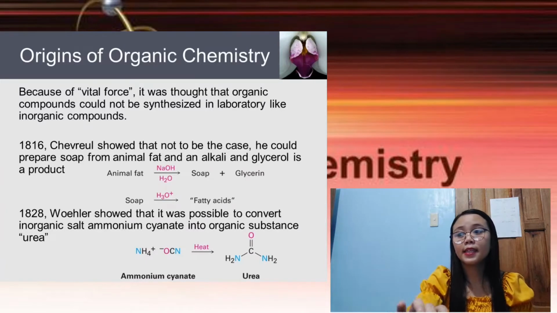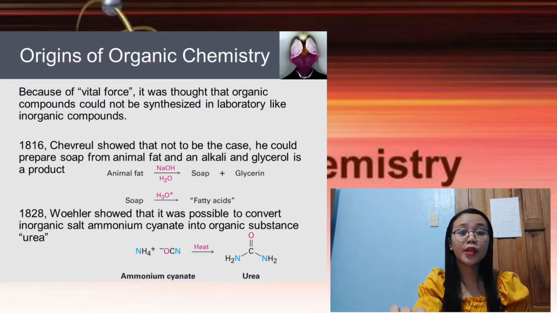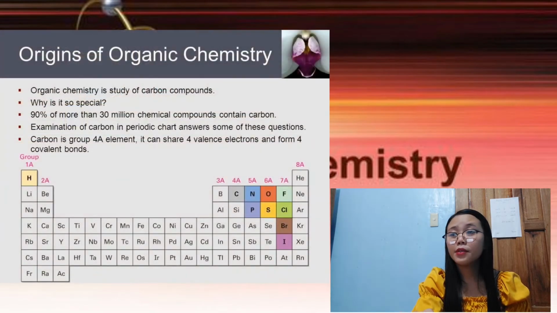In 1816, Chevreul showed that this was not the case; he could prepare soap from animal fat and alkali, with glycerol as a product. In 1828, Wöhler showed that it was possible to convert an inorganic salt, ammonium cyanate, into an organic substance, urea. Okay, organic chemistry is the study of carbon compounds.